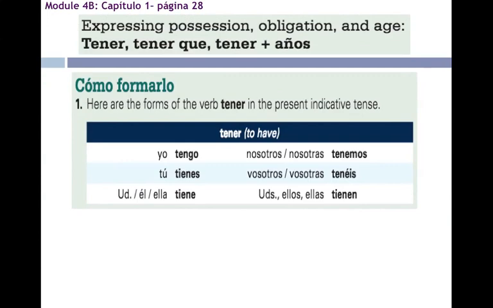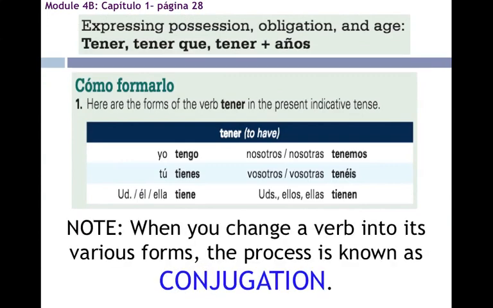Now note when you change a verb into its various forms, the process is known as conjugation. Conjugation is taking that verb tener, which is the main verb, the root of where these different forms come from, and changing it to match the subject. That's what conjugation is. So tener, not conjugated, is tener. Conjugated in the present indicative tense would be the forms that we're working on.